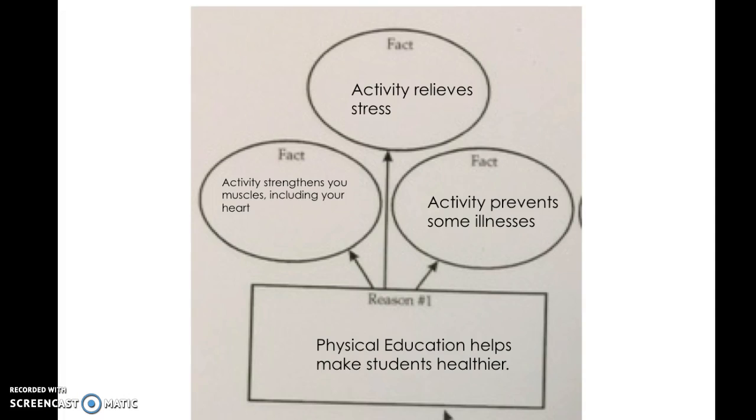So if I just quickly look back, I'll see that I stated my reason, I talked about the muscles, the heart being the most important one, I talked about stress and how it relieves stress, and that's a common occurrence in school, and then I talked about how it prevents illnesses. I listed a couple of illnesses, and then I pointed out that preventing illness keeps us healthier and stronger.